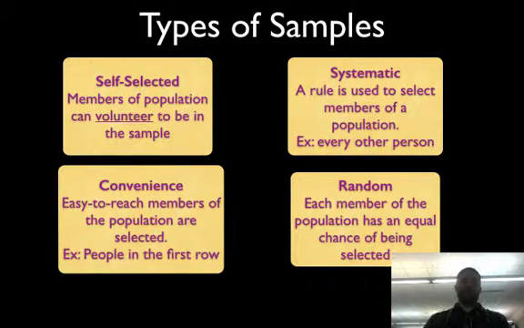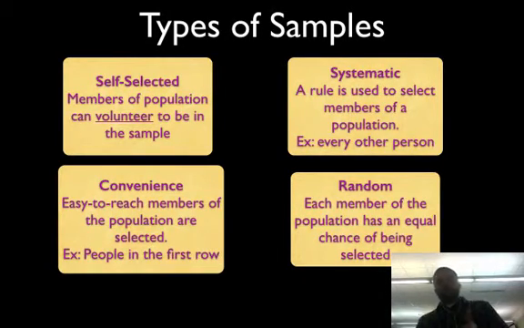Another type is called a convenience sample. Easy to reach members of the population are selected. So if I had an audience full of people and I was trying to take a survey, convenience would be, maybe I just pick the people in the first row and ask them a question about the information that I'm trying to gain. All right.